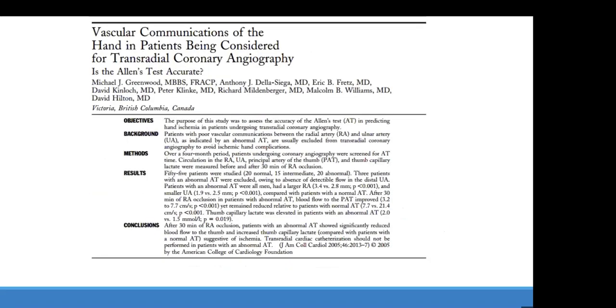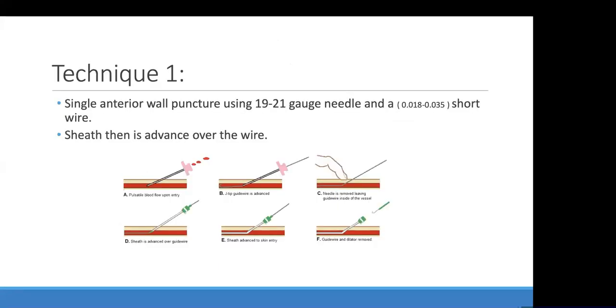Related to a clinical hard outcome. Okay, this is the same study. For the techniques, there are two main techniques that you can use to access the radial artery. First, make sure that you're comfortable. Comfortable meaning, it's a different lab, different setups.